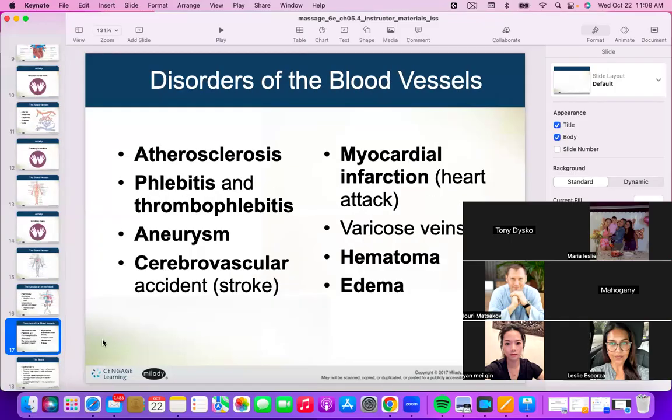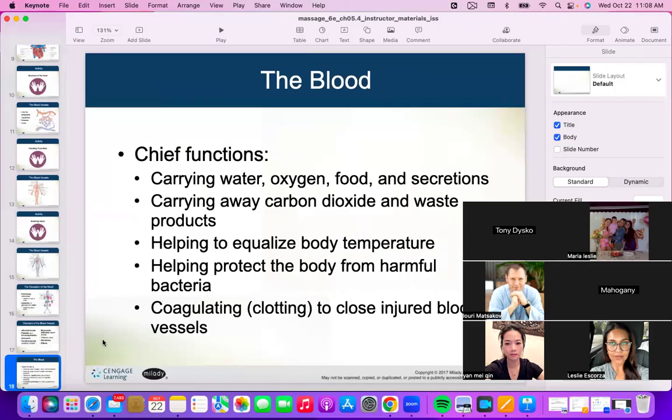Okay. So I'm going to go to the book first and dive in a little bit deeper so you can highlight. And then we'll come back and discuss the blood.